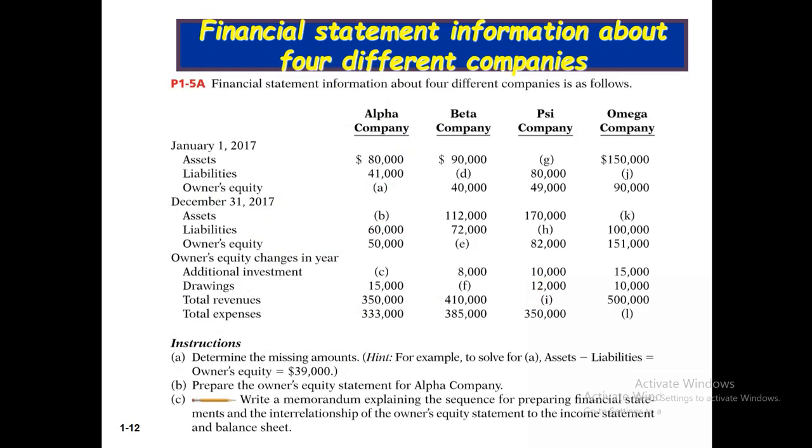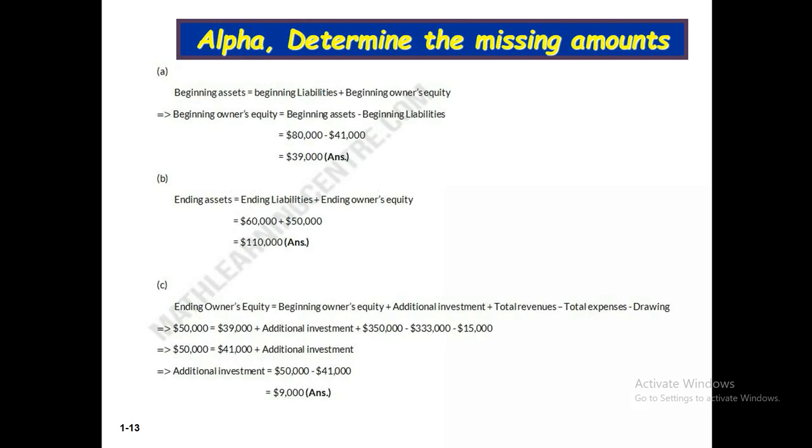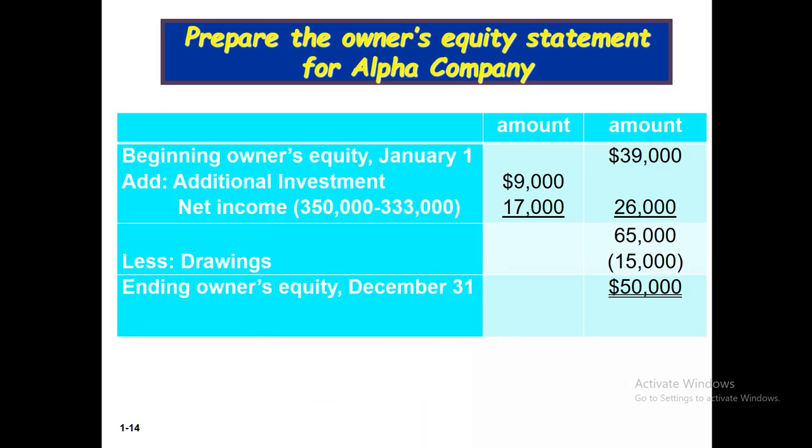Now B, prepare owner's equity statement of Alpha company. So this is the Alpha company missing amount. That means already we have calculated this is our beginning owner's equity. This is our ending asset. This is our additional investment. So by using the data, we can easily calculate the owner's equity statement.